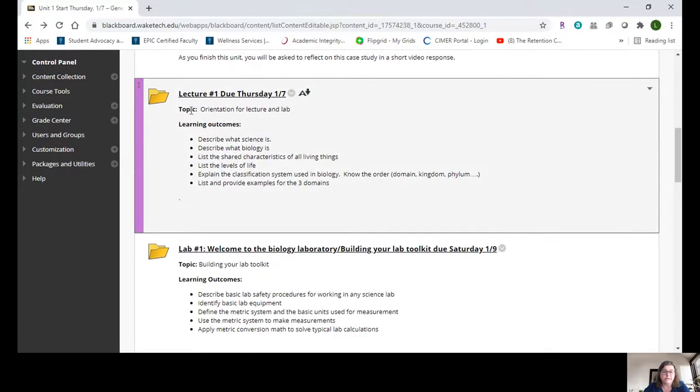Each lesson has a topic and the learning outcomes. And so when students click on this folder and they start to review the provided PowerPoints and other course materials, they should know these are the topics, these are the things that they should be looking for, and this is what they should get out of this lesson.